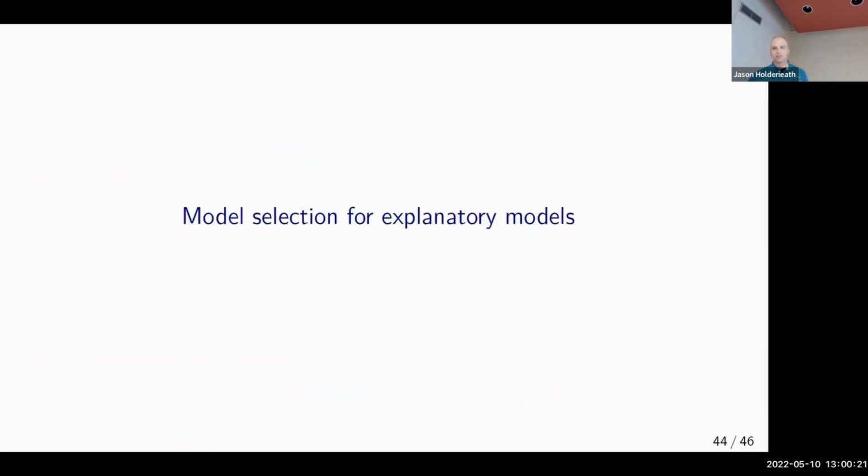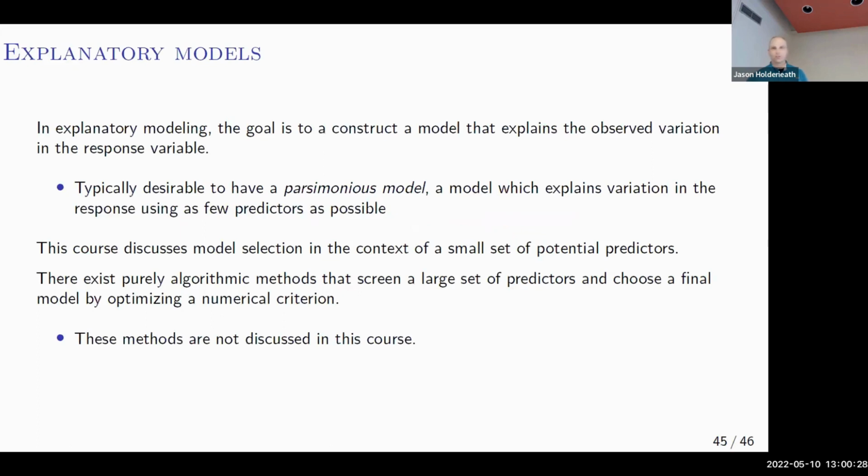Okay, so how do you go about selecting variables or models? There's actually some controversy over this. You could throw everything in, but that would not be a desirable thing to do. You need to have a model that explains as much variation as possible in your response variable with as few predictors as possible.